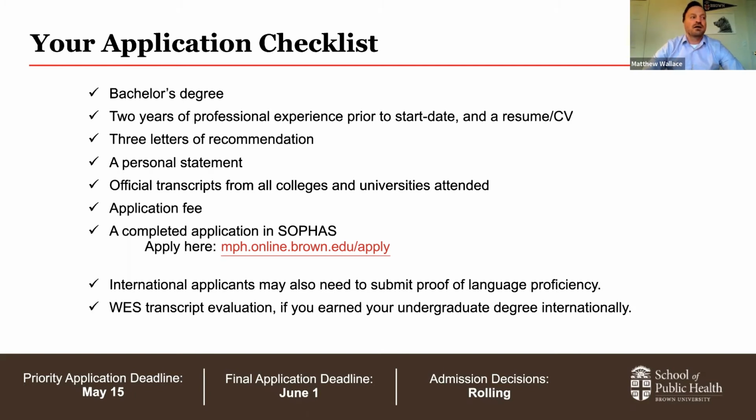So in order to apply, you need to have your bachelor's degree. You need to have 2 years of professional experience prior to the start date. So if you're at a year and a half, but you're going to be at around 2 years when you start, that's cool. You need 3 letters of recommendation. Now, SOPHAS can accept up to 5, but you just need 3. It's better to have 3 really strong letters of recommendation than 5 so-so letters of recommendation. So just to let you know that.